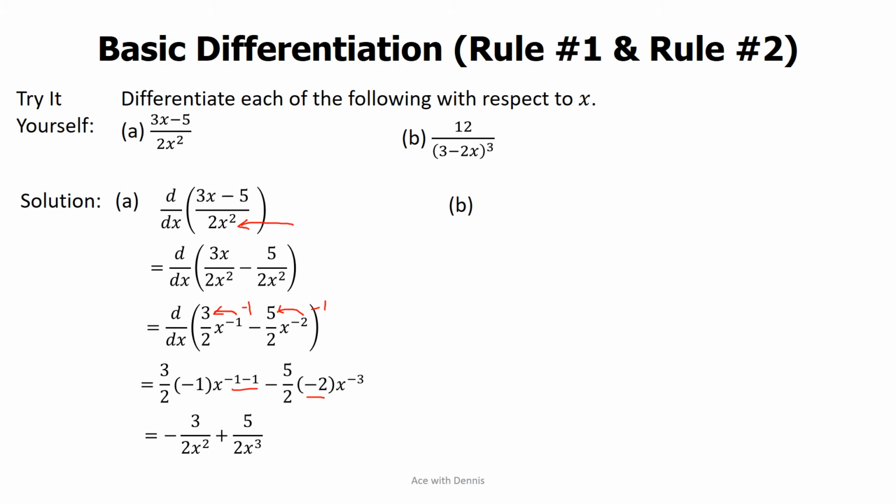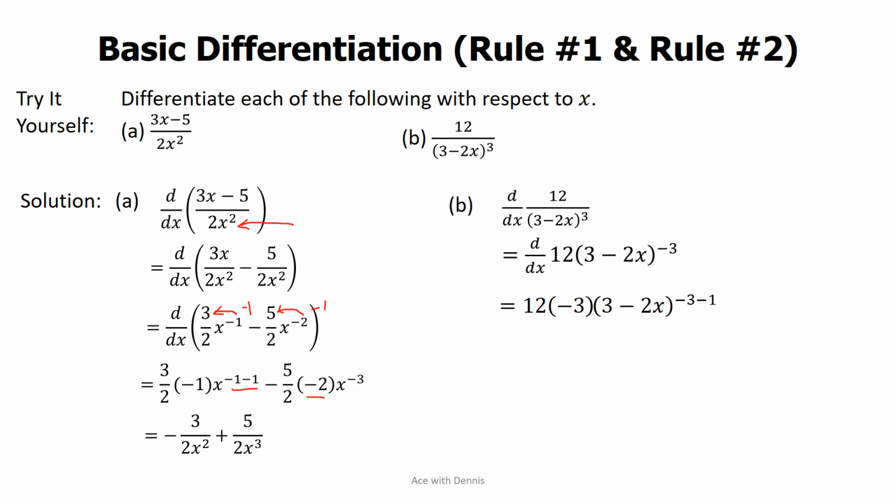For B, again, we don't have to apply the quotient rule here. We can actually rewrite d over dx of 12 over 3 minus 2x cubed, which becomes, putting it into indices form, 12 times 3 minus 2x to the power of negative 3. Then I can apply the rule. Power bring down, 12 times negative 3. Then copy the bracket, 3 minus 2x, and then power minus 1, negative 3 minus 1.